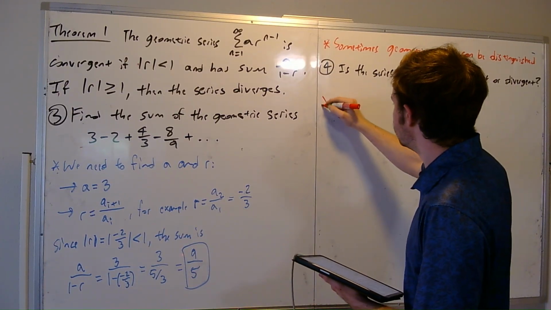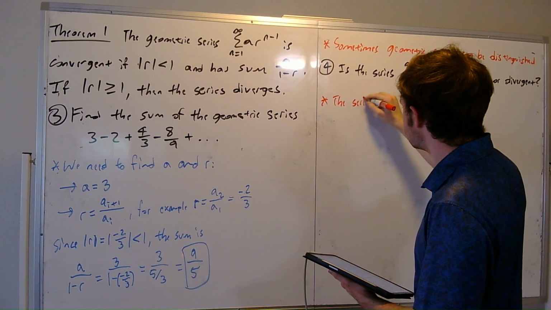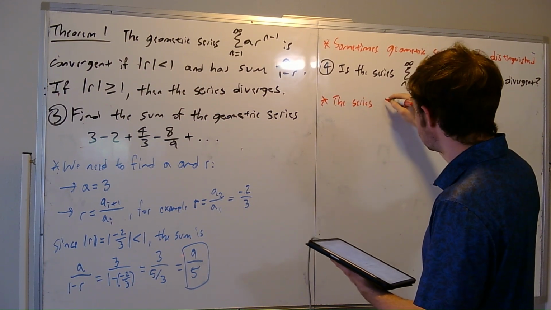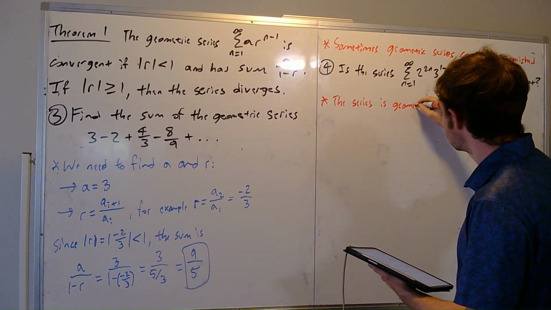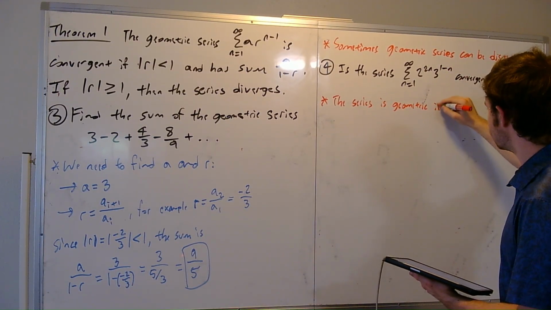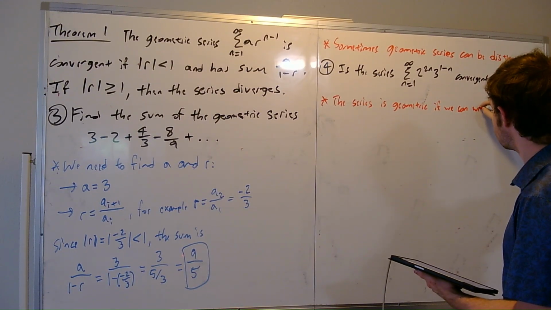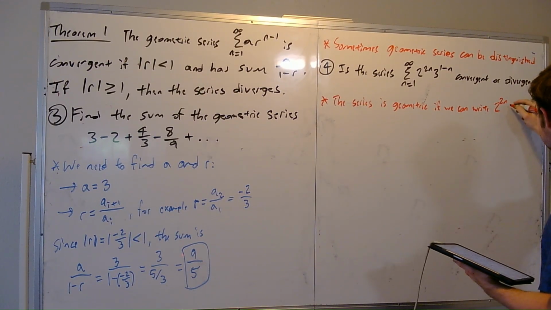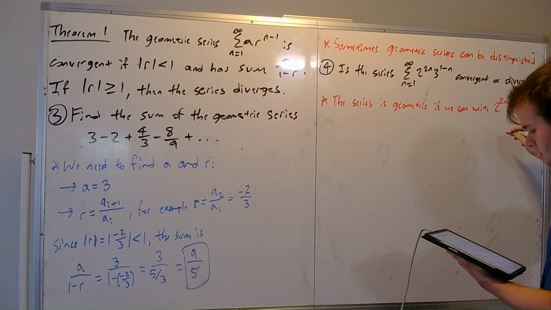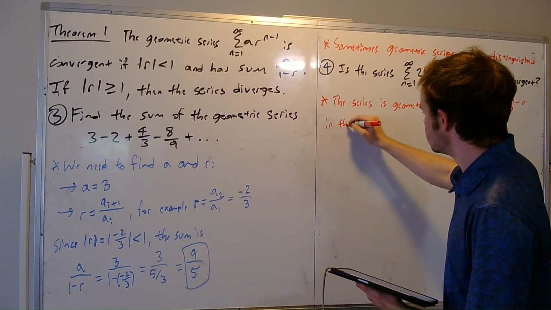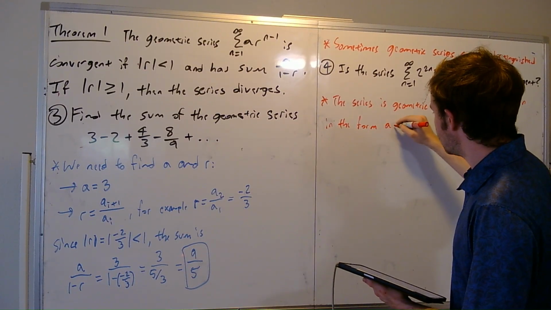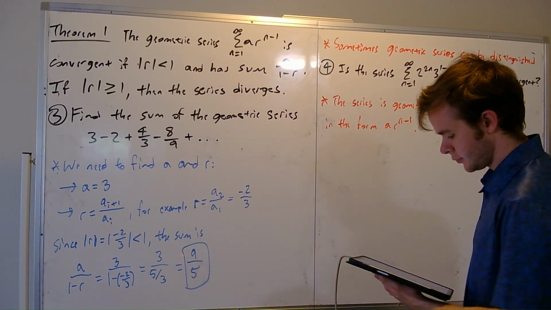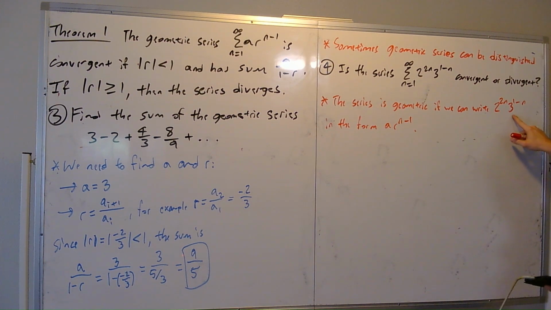So I'll say here the series is geometric if we can write 2 to the power of 2n times 3 to the 1 minus n in the form a times r to the n minus 1. Right, so if we can somehow rearrange this into this form, then we're going to get that the series is actually geometric. So that's our goal.